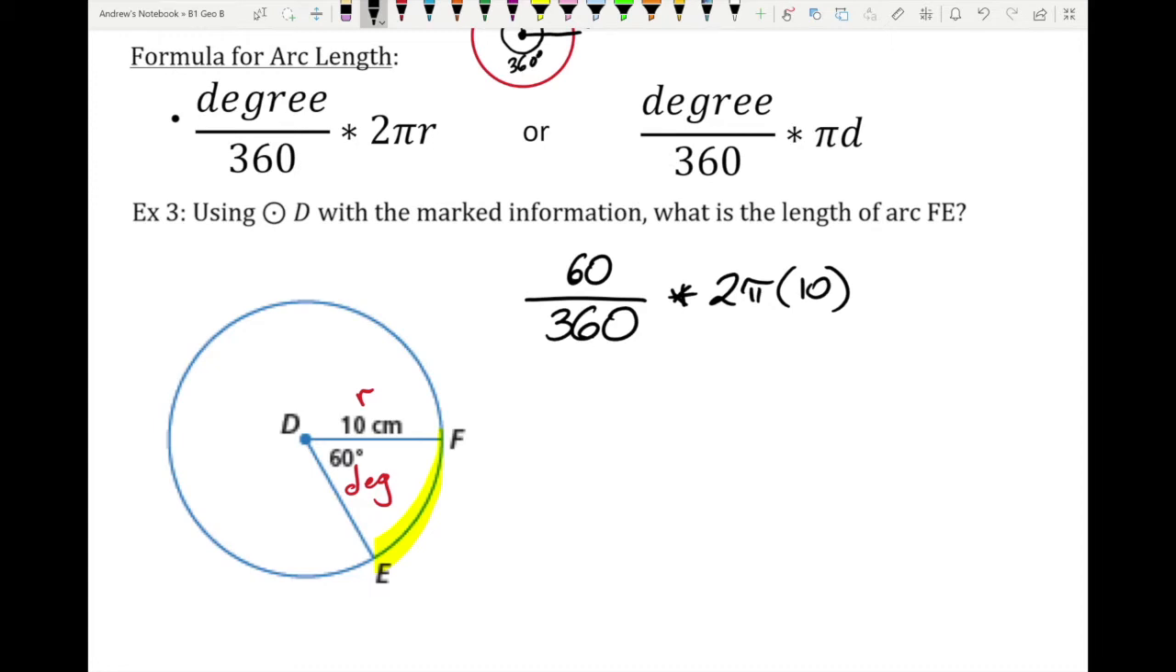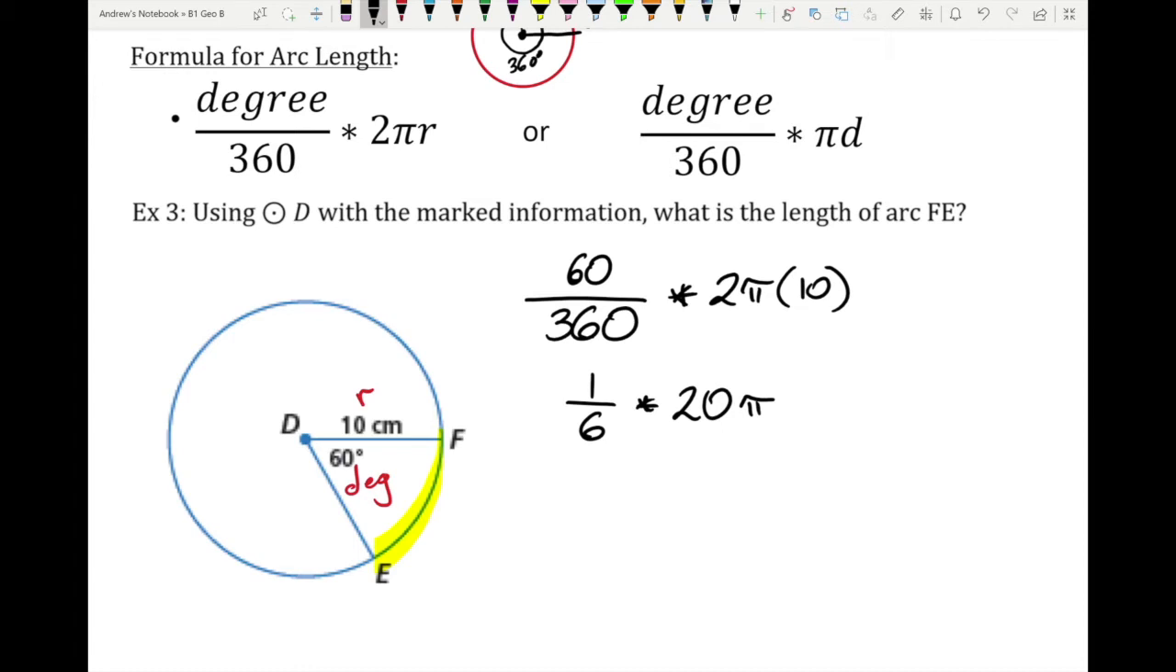So what I'm going to first do is take a look at 60 over 360. So 60 divided by 360 is the same thing as 1 over 6. Right? We're then multiplying that by 2 times pi times 10. Well, the 2 times the 10 gives me 20 over there. Right? So now we have 1/6 times 20 pi.